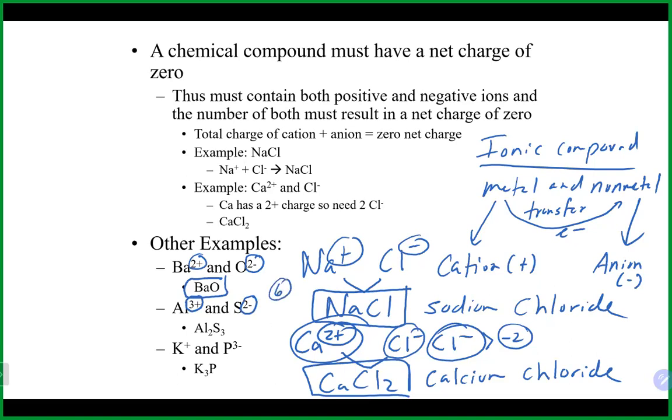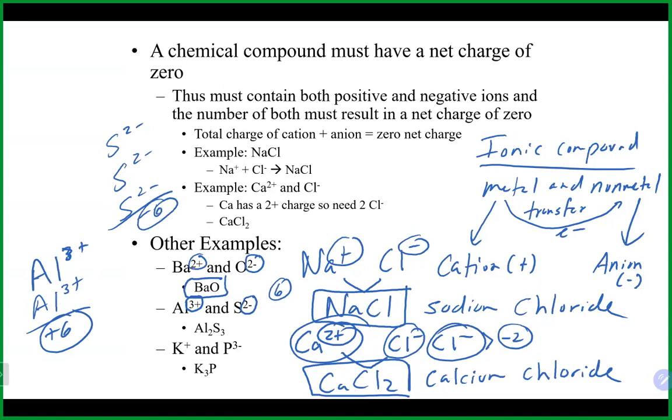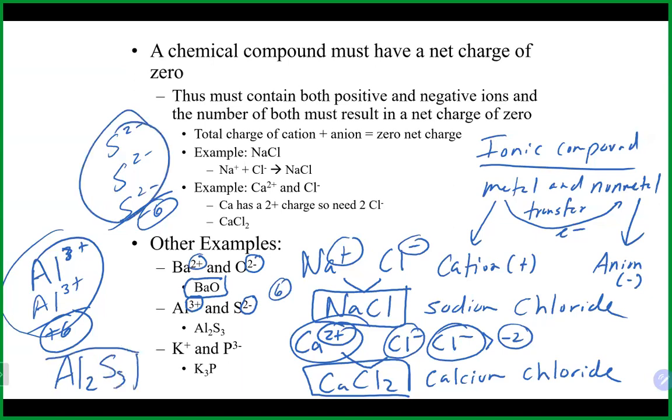Again, to get my aluminum and my sulfide to 6, I need 2 of these, which gives me a +6. And to get the sulfur to 6, I need 3 of those, which gives me a -6. That is how I get to my formula. I have 2 aluminums and 3 sulfurs, and that gives me the proper formula.